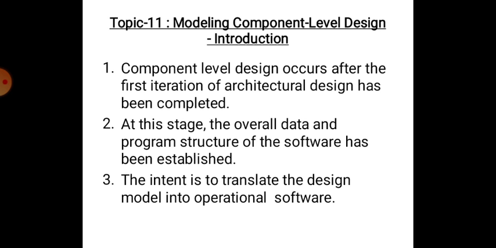Point number 2. At this stage, the overall data and program structure of the software has been established. When you reach this component level design, that means overall data and program structure, which is the basic component of any software, have been established or have been finalized. Point number 3. The intent is to translate the design model into operational software. So students, in this component design, our basic objective is to convert the design model that has been developed into an operational or functional software.